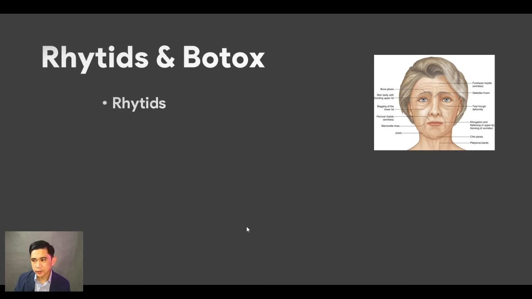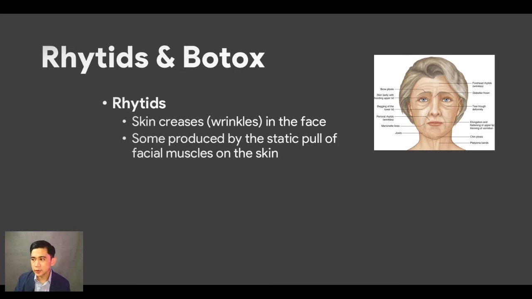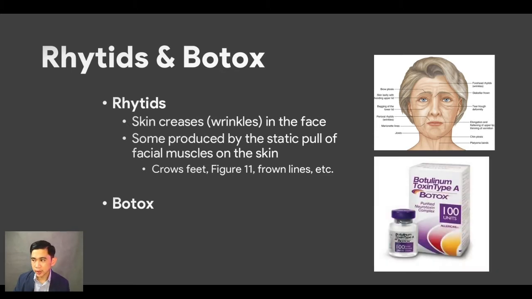Okay, so rhytids are skin creases or wrinkles in the face. These are produced by the static pull of facial muscles on the skin, and this will produce the typical wrinkles that we have, like crow's feet, figure 11, frown lines, etc., as you will see later. So Botox is a medicine that is injected into the muscles. Okay, so Botox is actually a brand, no? It is produced by the company Allergan. So it became a household name when other companies produced the same medicine.